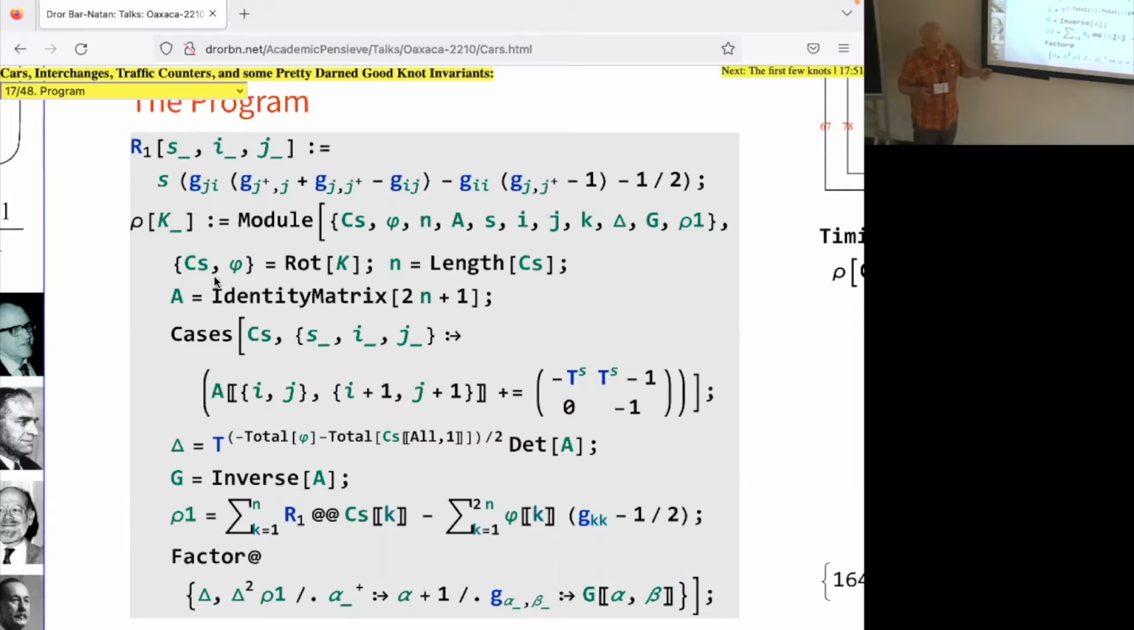And computationally speaking, the steps that take time are computing the determinant of a matrix and inverting a matrix. And it takes very little time because these operations can be done very quickly with Gaussian elimination or more sophisticated algorithms. The computation of rho 1 is actually nothing because it's just a sum of quadratics. It's a linear time computation. So this invariant is as hard to compute as the Alexander polynomial, essentially.